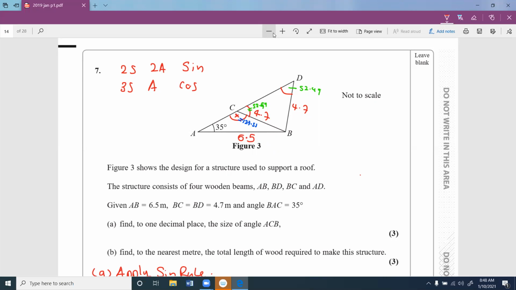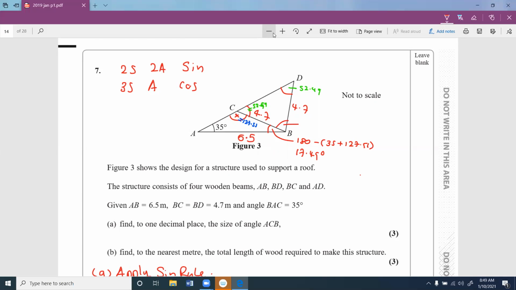Now you can see, if this angle is 35 and this is 127.51, we can get this angle. That is 180 minus (35 plus 127.51). Let's work it out and see. 180 minus (35 plus 127.51). That angle is 17.49. We'll keep this angle, 17.49.